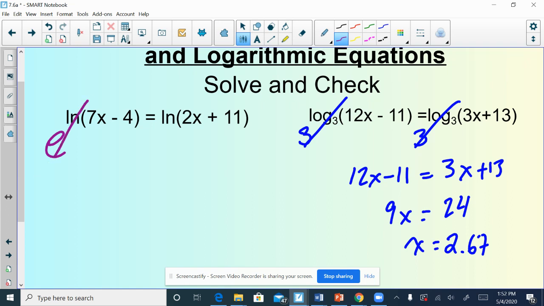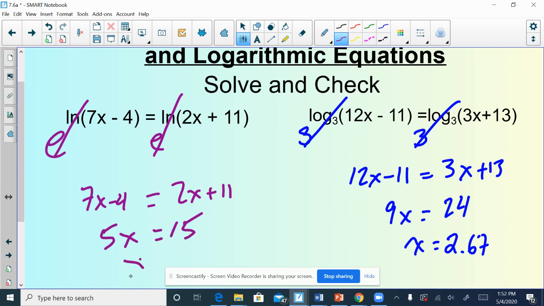That'll cancel out, and on this side you have 7x minus 4. If you do e to the power of on one side, you'd also have to do e to the power of on the other. So you'd have 2x plus 11. I'm going to solve this now, subtract the 2x, add the 4, we get 5x is equal to 15, so x is equal to 3. Let's verify it. Works there, both of those would be positive, so 3 is a good solution.